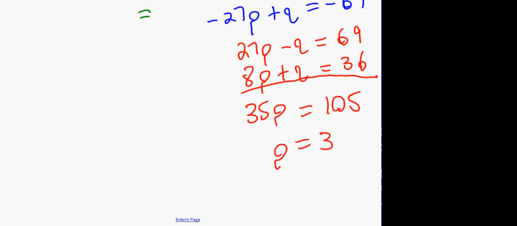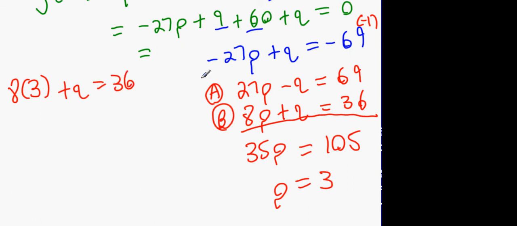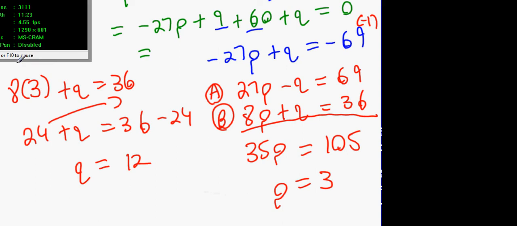Okay, we now know that p equals 3. What you do is you pick either equation A or equation B to find out what q is. You're going to pick equation B. 8 times 3 plus q equals 36. This is me using equation B. 24 plus q equals 36. Bring the 24 over to the other side. q equals 36 minus 24. q equals 12. Okay.